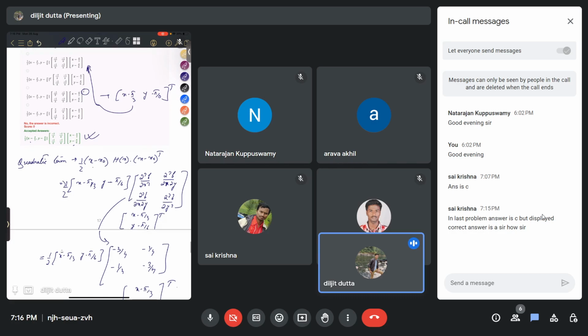See, x minus x naught is this one, right? And if you write (x minus x naught) whole transpose, the matrix will be, the rows will become the columns, so it will be in this format. This is only (x minus x naught) whole transpose. So in C there is a transpose here. You have to see the options carefully. So that's why the correct answer is A. Understood?